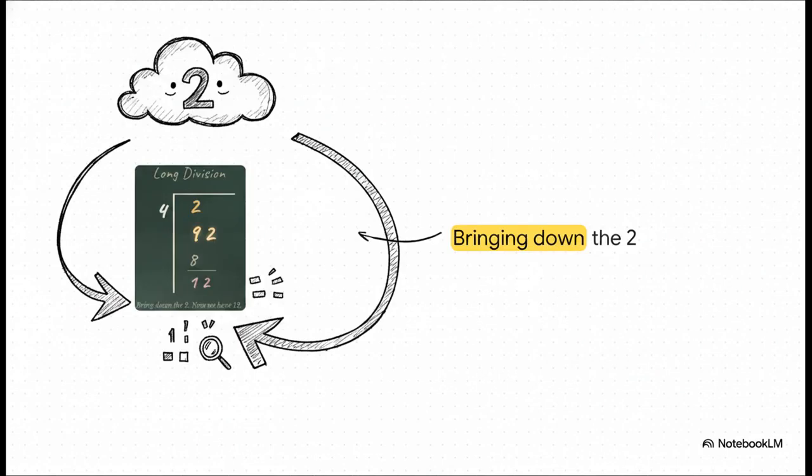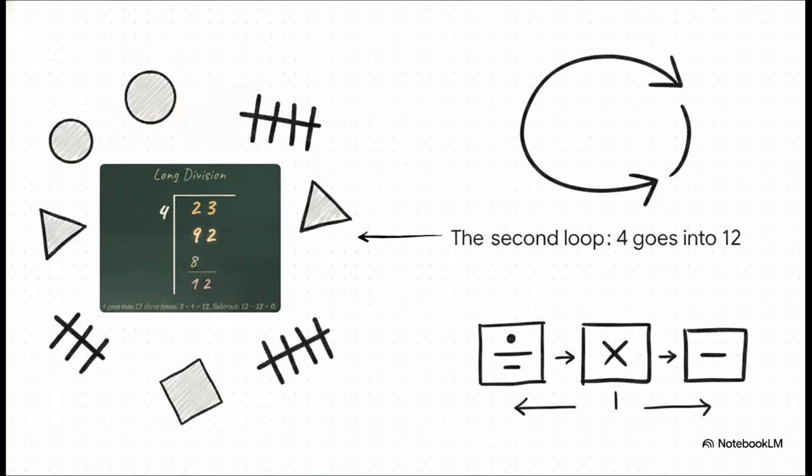Remember step 4? Bring down. We've got that 2 just waiting patiently up there in the dividend. So we draw an arrow and drag that 2 all the way down to join our leftover 1. And just like magic, our leftover 1 has transformed into a 12. And now, we simply restart the entire loop from the top, applying it to our brand new number, 12.